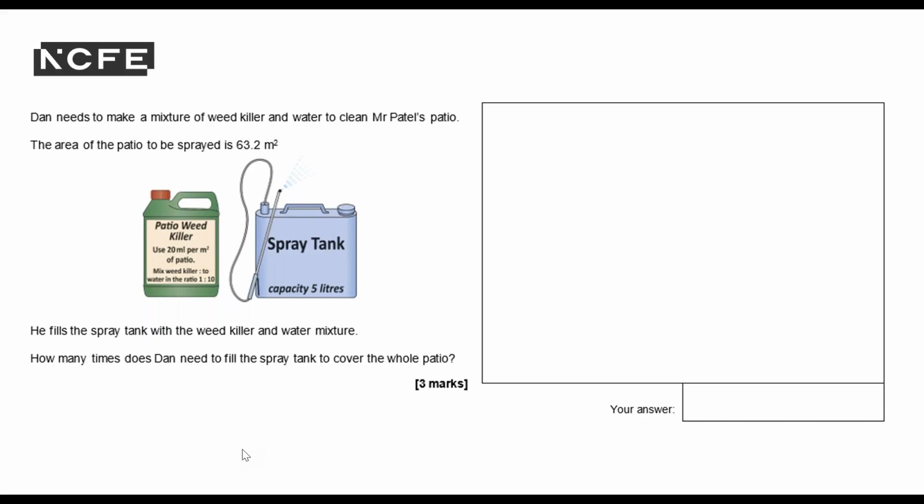Okay, there's 3 marks here, so I've got 6 minutes to answer this question. The key information is here, we've got the size of the patio. Patio weed killer, we need to use 20 mils per meter squared, and it's in the ratio 1 to 10. So I'm pulling together lots of different strands of math. I'm not just looking at measures here, I'm also looking at ratios, and this spray tank capacity is 5 litres. How many times? So that's the question I'm asking. How many times does Dan need to fill the spray tank?